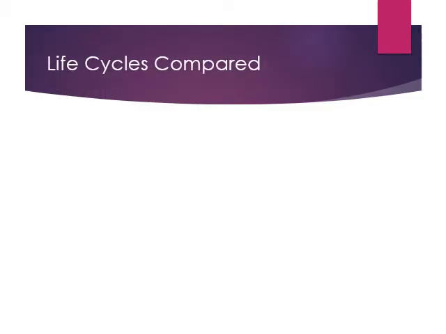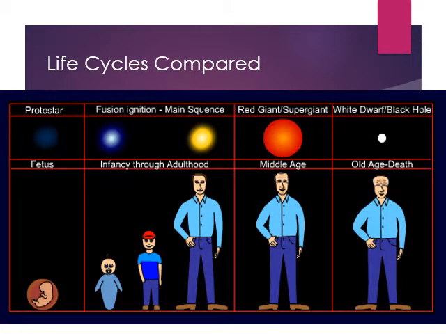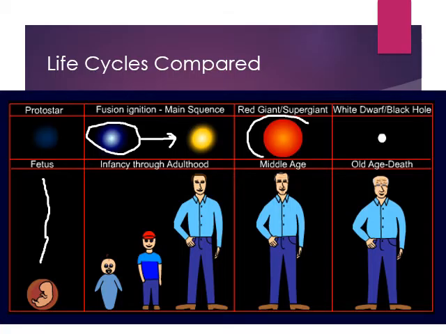Let's compare them with humans. A protostar is like a fetus, and this can be seen here in this comparison. Then we have fusion ignition into main sequence. So that's infancy through to adulthood. When we get the red giant or supergiant, this is equivalent to middle age, and eventually we get old age and death in the form of a white dwarf or black hole.